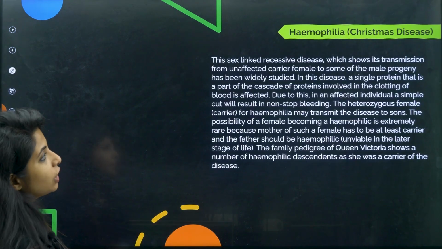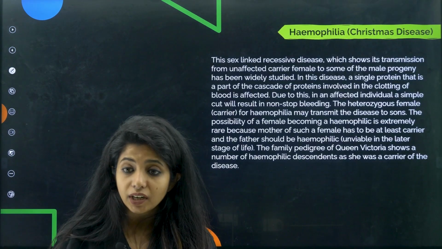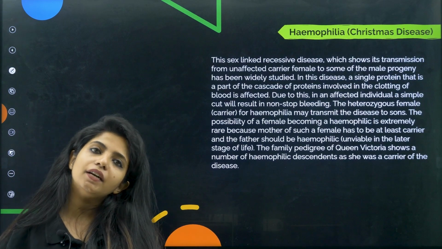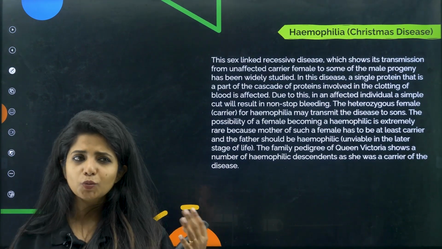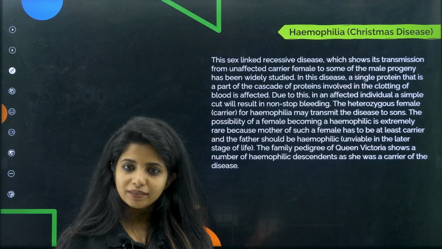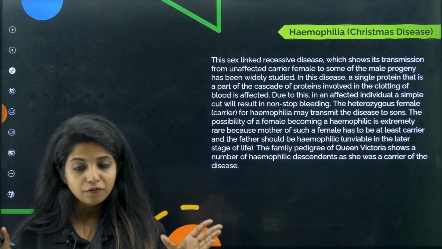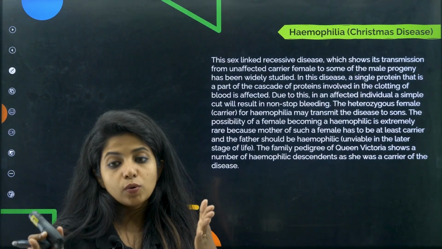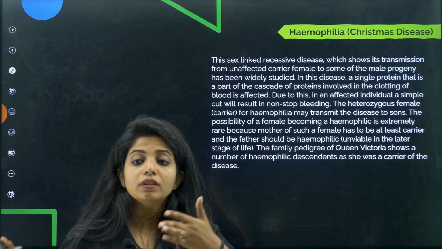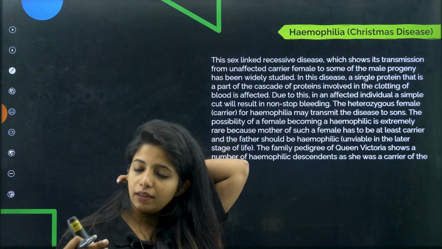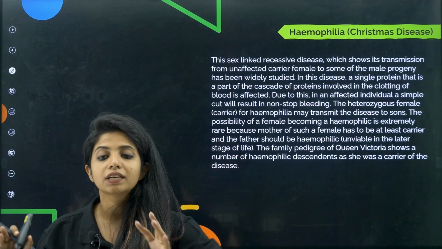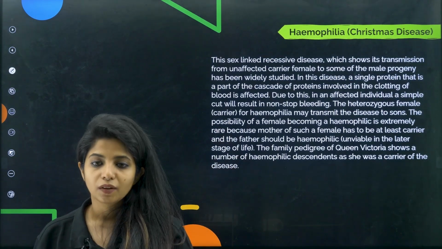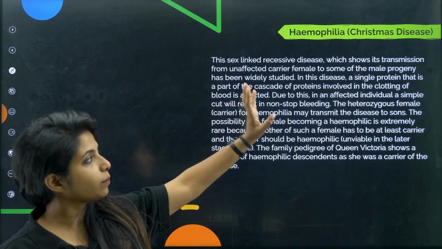Now, talking about the next sex-linked recessive trait, which is known as hemophilia, and there are different types of hemophilia. One type of hemophilia is also known as Christmas disease. Why is it known as Christmas? Is it a too happy disease? No, children. The person who got it first had a mutation that led to hemophilia. I forgot the first name, but the last name was Christmas, which is why it was named Christmas disease.